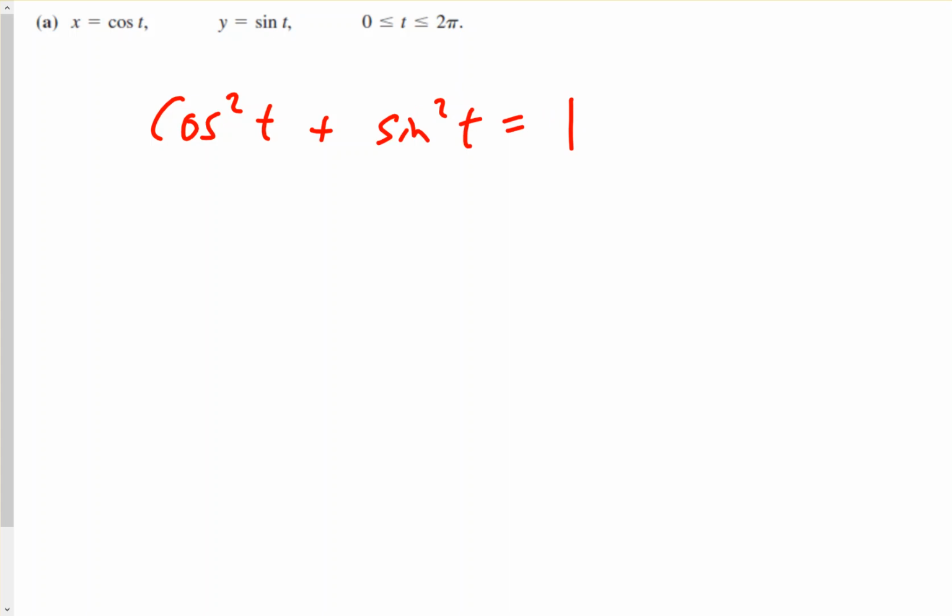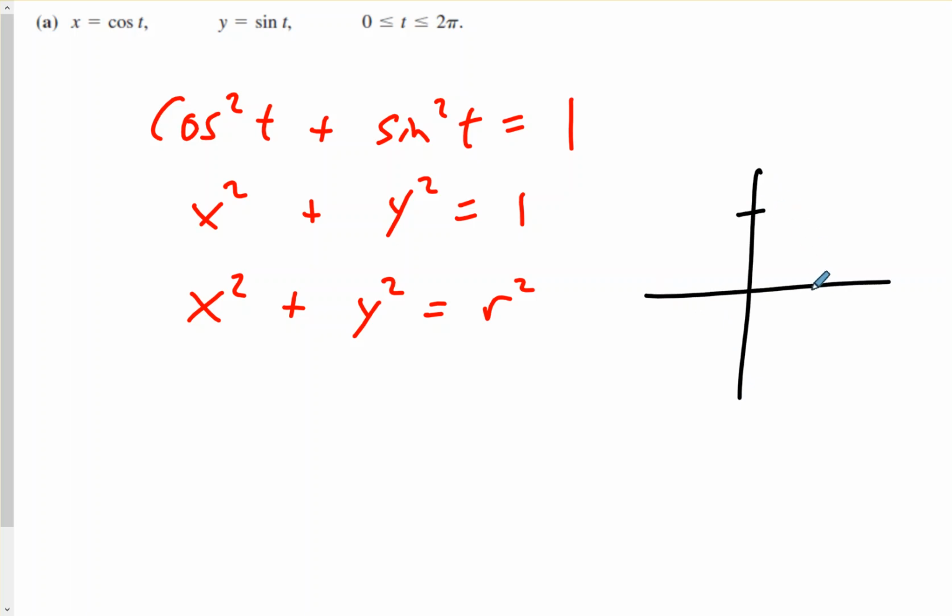Our cosine here is x, so we have x squared, and our sine here is y, so we have y squared. So this is basically our circle equation, right? We have a circle equation whenever it's like this. This would be a circle centered at the origin, and whatever the radius is, this would happen to be the unit circle. Right, this would be the unit circle, so we would have it like that.